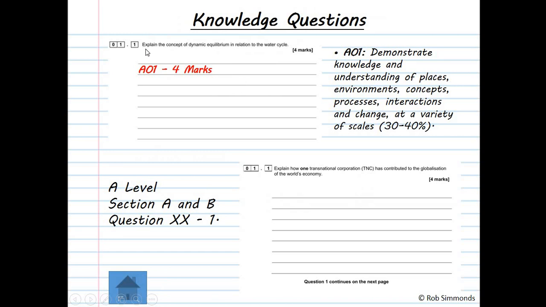So from the water and carbon topic, explain the concept of dynamic equilibrium in relation to the water cycle. This requires you to think back through your revision and to talk to the examiner and explain what the question means and explain the process being asked.